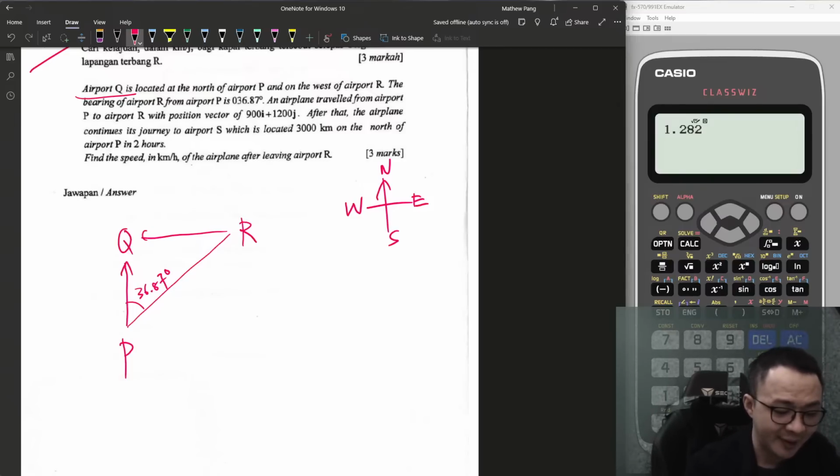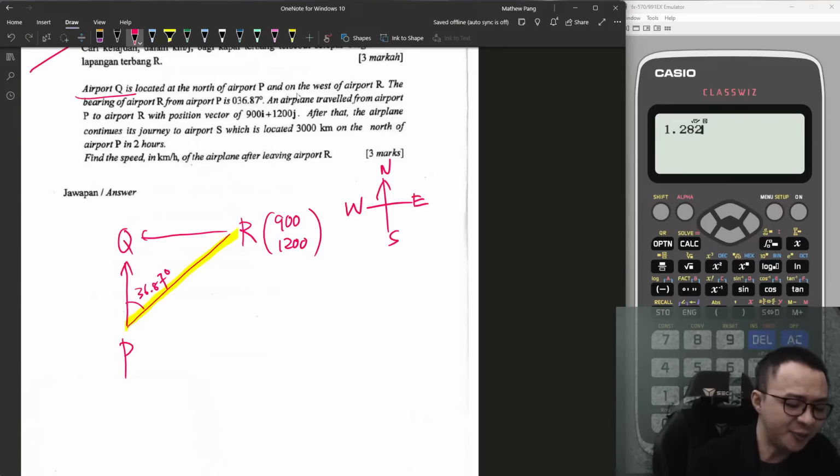Okay. An airplane is traveling from the airport P. So you travel from the airport P to the airport R, with the position vector of 900i and 1200j. So I assume the position vector here is 900 and 1200. So over here, if this position vector is correct, that means you should be able to see a triangle. That means this 900 is here, right?